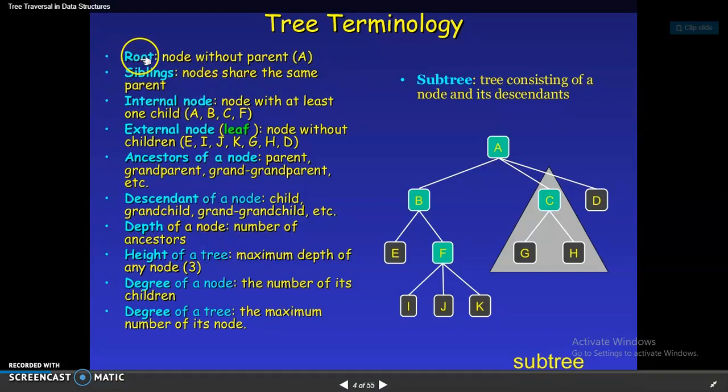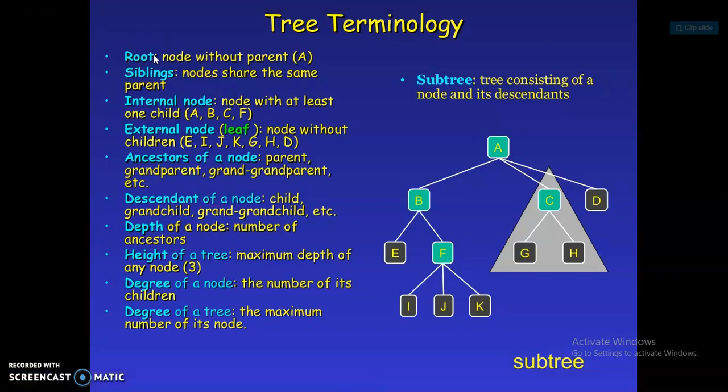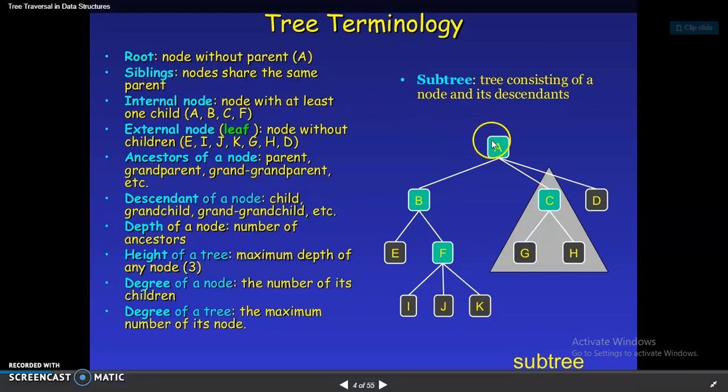Generally we say root. Root is nothing but the main node which has no parent. Here A is the root node because it doesn't have any node which acts as a parent for it. Next are the siblings. Siblings are the nodes which are on the same level, like B, C, D. These are sibling nodes.